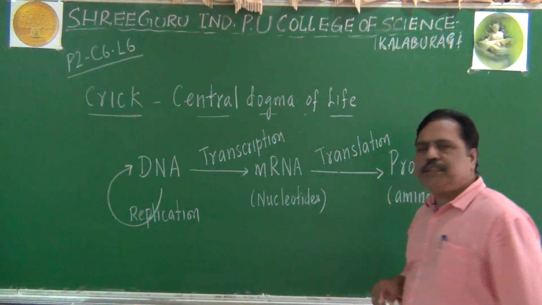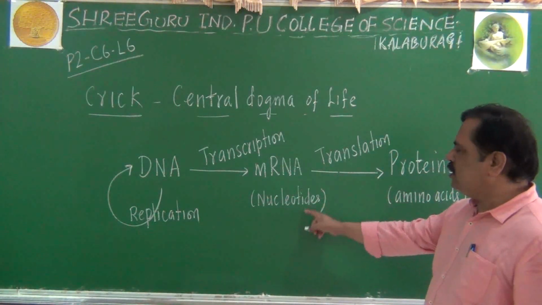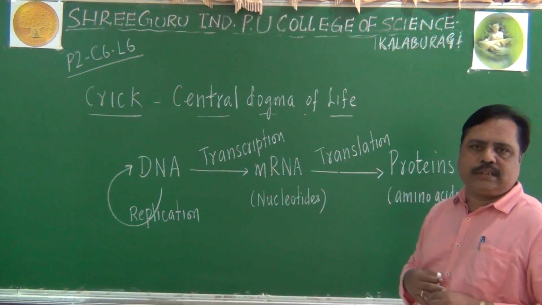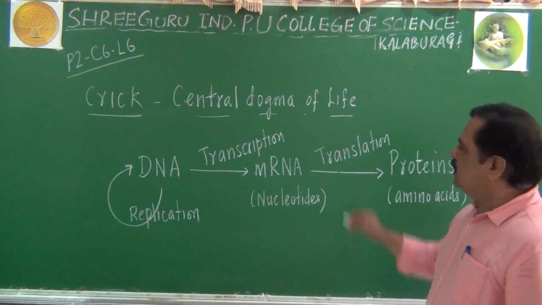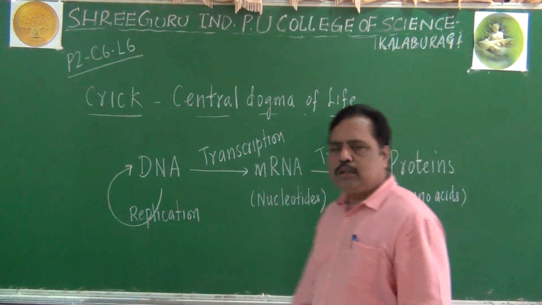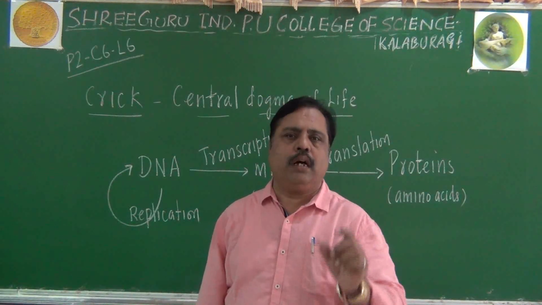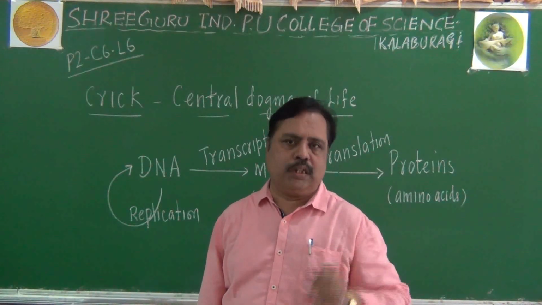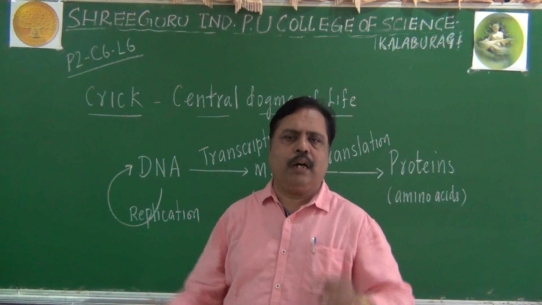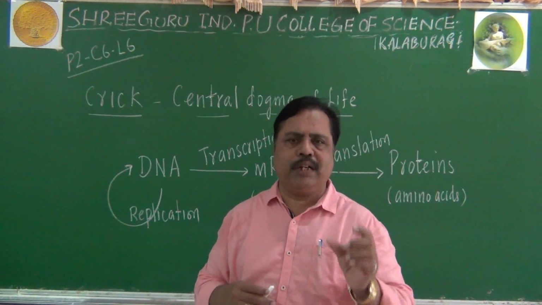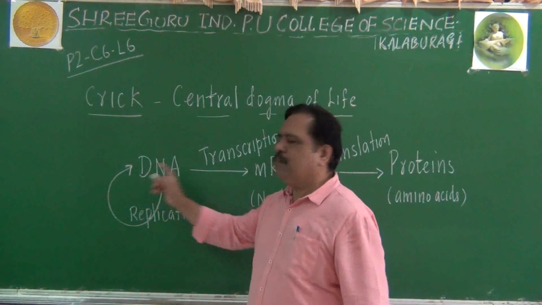But in translation, what happens? The language of nucleotides will be converted into the language of amino acids called proteins. This is called translation. So replication, transcription and translation are the three major dogmas of life, we can say, or the whole process is called the central dogma of life. From where does the dogma start? From the DNA.